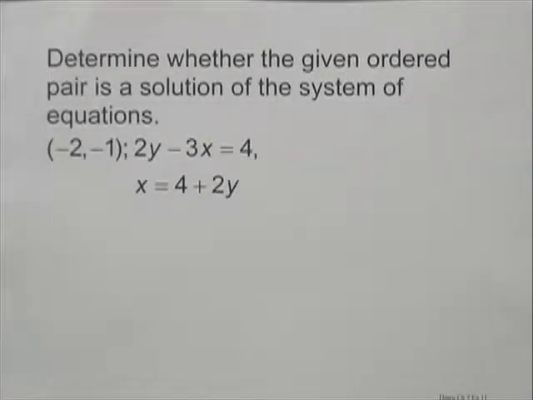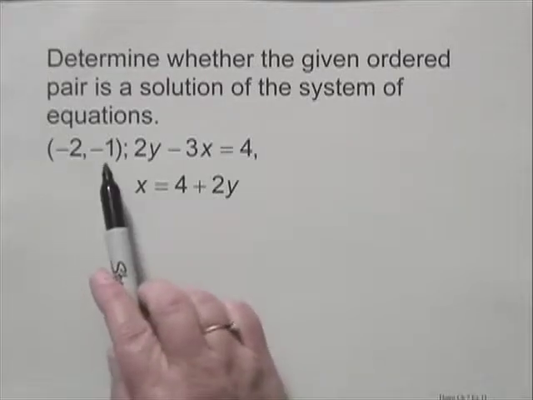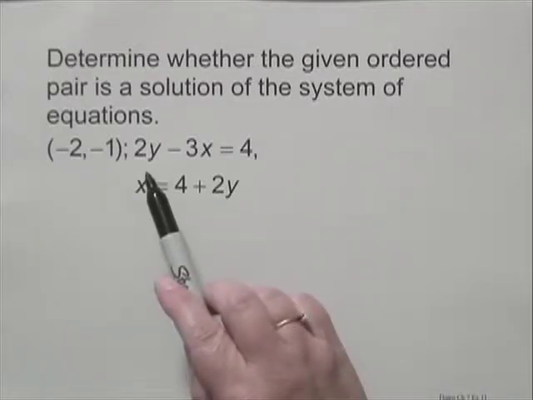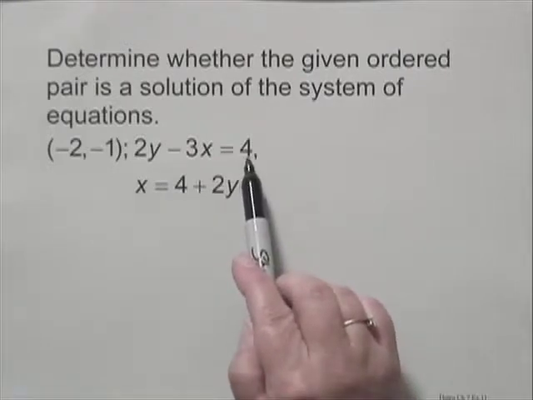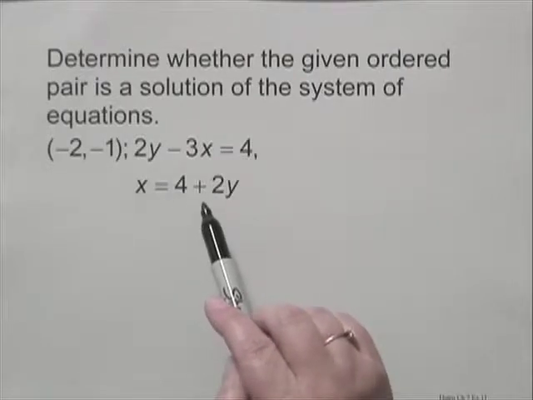Determine whether the given ordered pair is a solution of the system of equations. The ordered pair is (-2, -1). The system of equations is 2y minus 3x equals 4 and x equals 4 plus 2y.